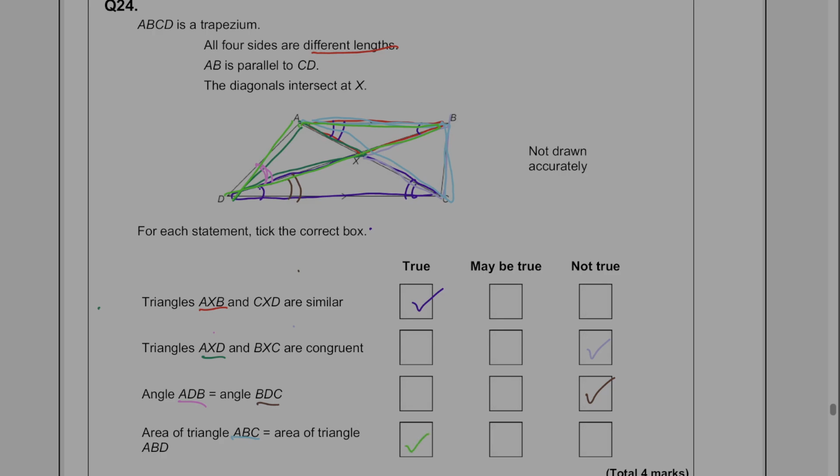Reason being, we've got same side here, so the area of a triangle is equal to half of the base times by the vertical height. So that's a key factor here. So if that's the base for both of them, they've both got the same base. And then they would actually both have the same vertical height because it needs to cross at 90 degrees. So that would be the height for both. So that one would be true. So for that one, I'm going true, not true, not true, true.